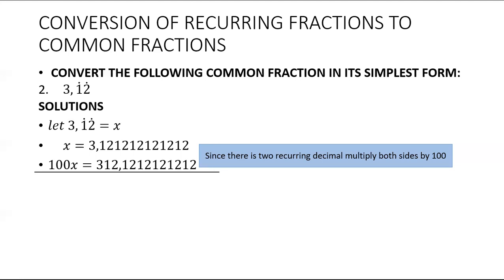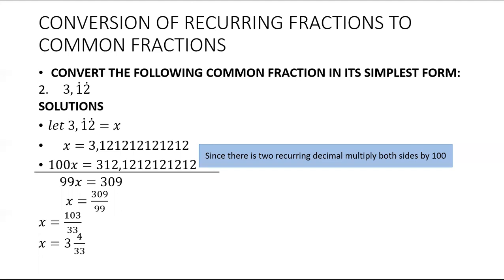You start with the left-hand side. 100x minus 1x will give you 99x. 312,12121212 minus 3,12121212 will give us 309. Then you divide both sides by 99. It gives us 309 divided by 99. Simplifying that will give us 103 divided by 33. Writing it as a mixed fraction, it will give you 3 and 4 over 33.